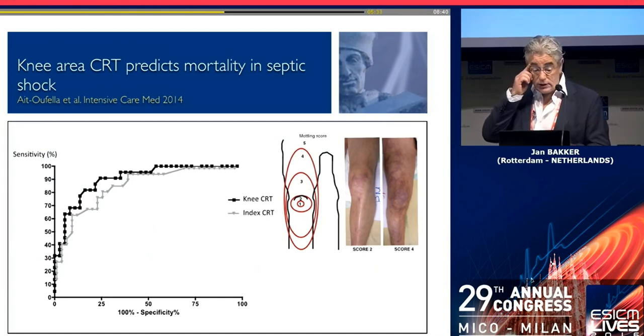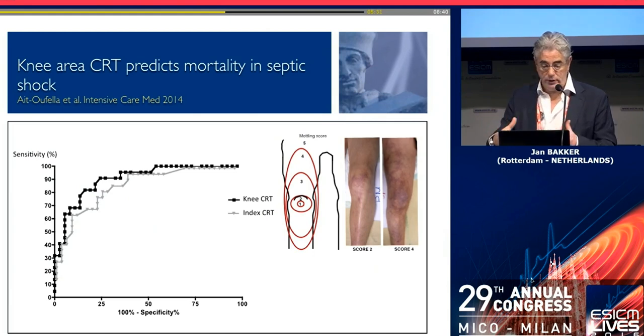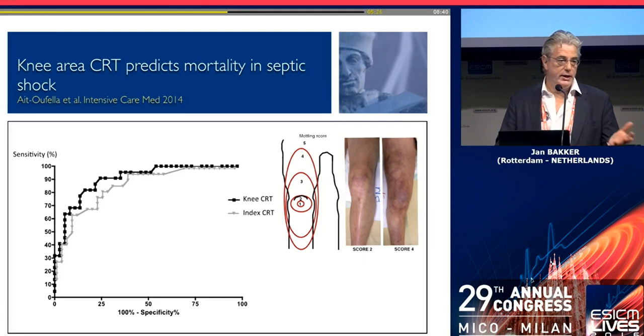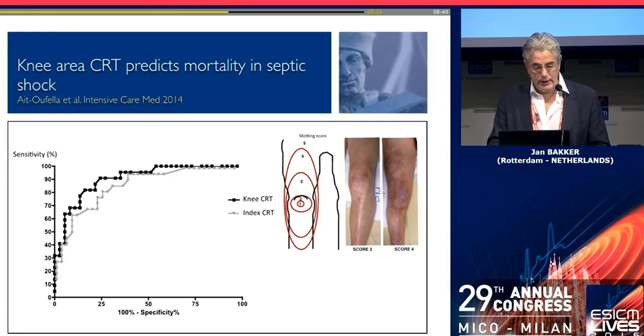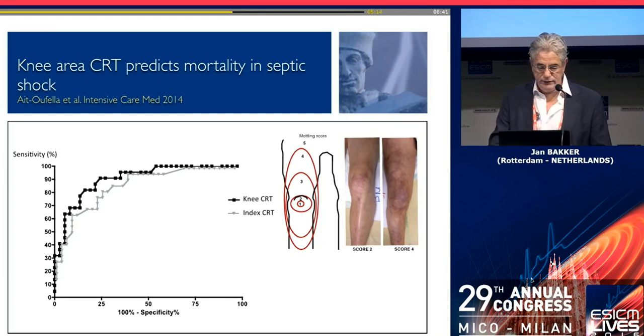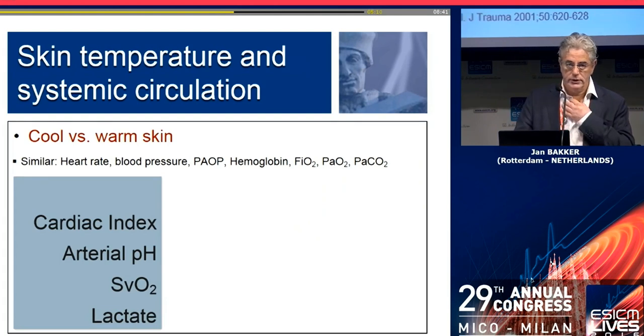Hafid also did a study in these areas where there is mottled skin, and he measured the capillary refill time in the index finger and in the knee. And as you can see, the area under the curve for mortality was almost similar, somewhat better in the knee than in the abnormally perfused areas than in the index finger, but the area under the curve was quite good.